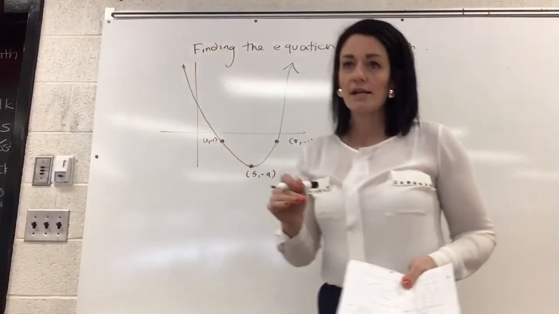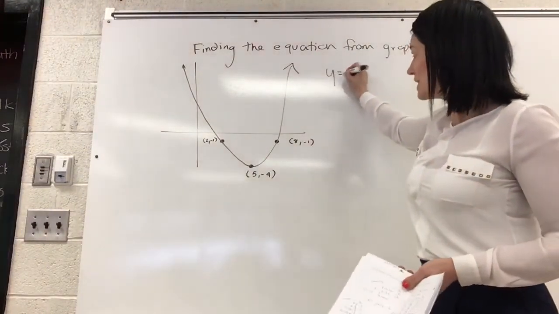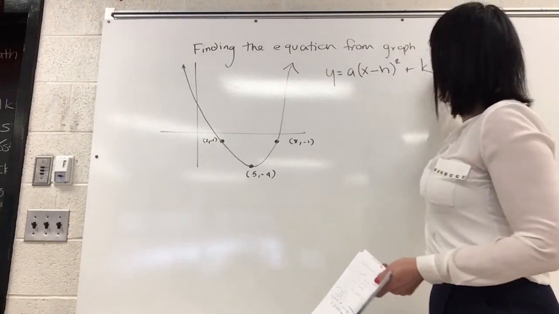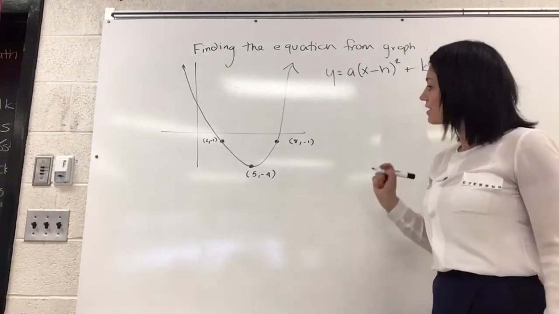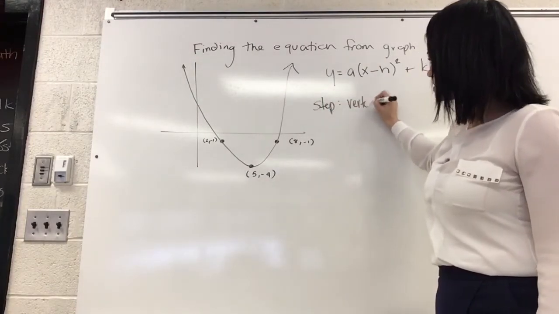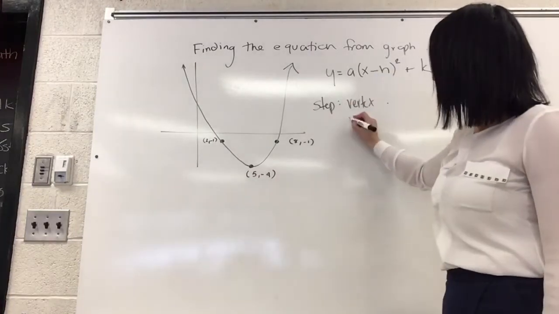So when we ask for the equation, we want it in vertex form. So you really need to know that the vertex form is y = a(x - h)^2 + k, okay? Very first thing you need to do, step one, find the vertex. Okay, so the vertex is (5, -4). Plug the vertex in here.